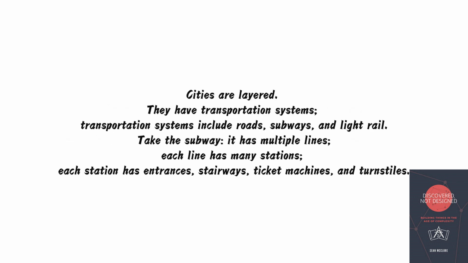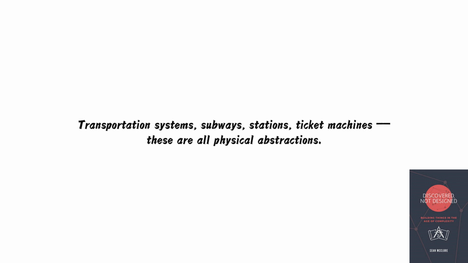Cities are layered. They have transportation systems. Transportation systems include roads, subways, and light rail. Take the subway. It has multiple lines. Each line has many stations. Each station has entrances, stairways, ticket machines, and turnstiles. Transportation systems, subways, stations, ticket machines. These are all physical abstractions.